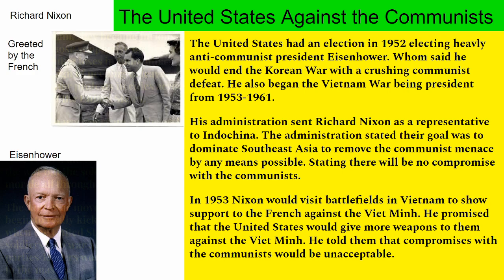His administration had Richard Nixon as the vice president, who would be a representative to Indochina. The administration stated their goal was to dominate Southeast Asia to remove the communist menace by any means possible. Very anti-communist and a very big figure for the beginnings of the Vietnam War. He was the leader from 1953 to 1961, but a lot of his speeches and everything began in 1952 when he was in the election campaign and won by a decent landslide. In 1953, Nixon would be sent to Vietnam to support the French against the Viet Minh.